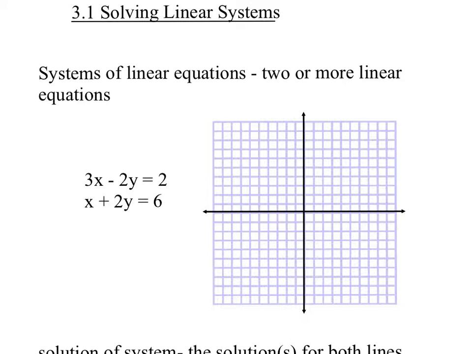Systems of linear equations are two or more equations. You guys have done this in Algebra 1. I think you might have even seen it in geometry. So it shouldn't be anything new for us right now. What we're doing is we're looking at what solutions do they share? What do they have in common?